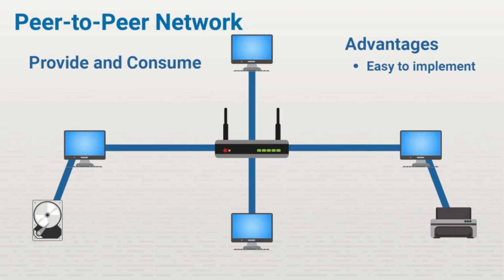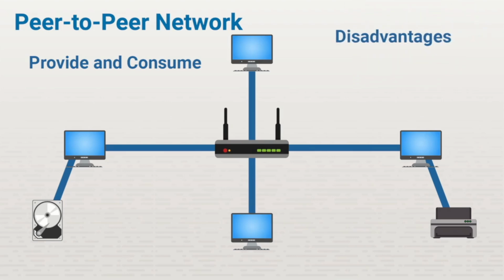Another advantage of peer-to-peer networks is the fact that they're relatively inexpensive to implement. With a peer-to-peer network, you just use your standard desktop operating system on each host. There's no special software to purchase and implement. You might be asking, if peer-to-peer networks are so inexpensive and so easy to set up, why don't we see more of them? It's because peer-to-peer networks also have several drawbacks.